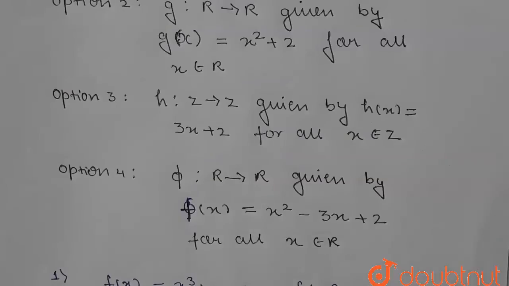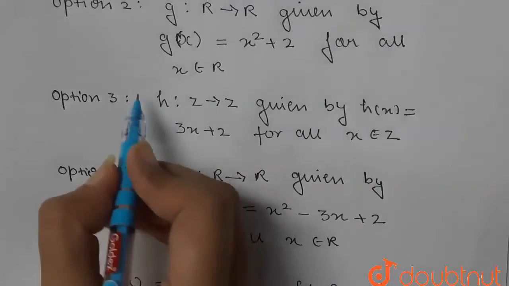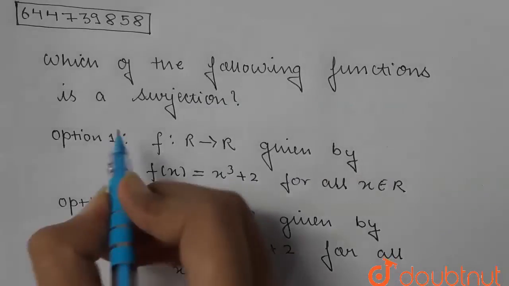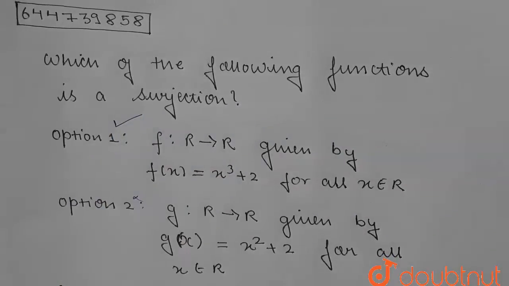Therefore option number 4 is also wrong, and we have seen that option number 3 was also wrong, and option number 2 also came as wrong. Only option number 1 came as the correct option. So this is the required answer.